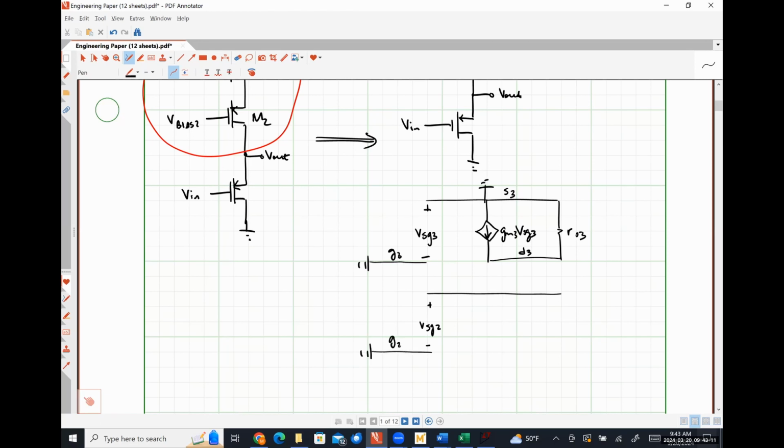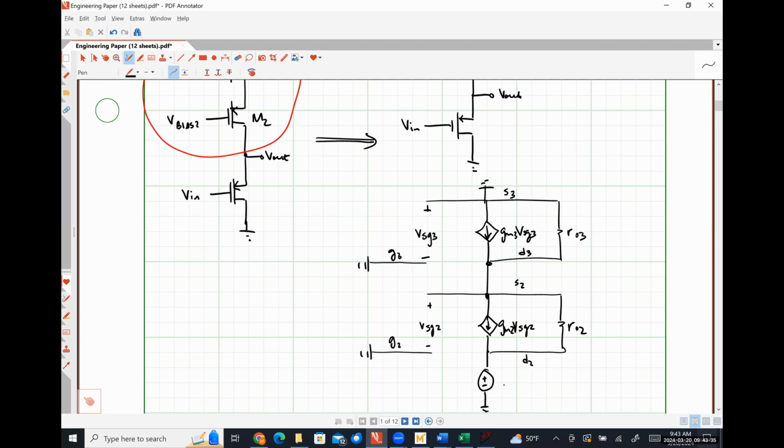Here's my gate of 2. GM2, VSG2, R02. This is my source of 2, my drain of 2. These two nodes are tied together. Here's where I'm applying my test source.